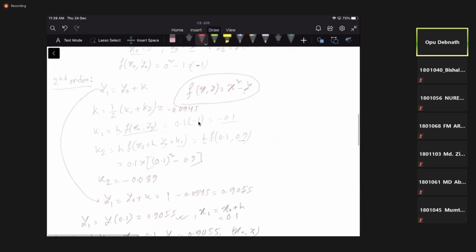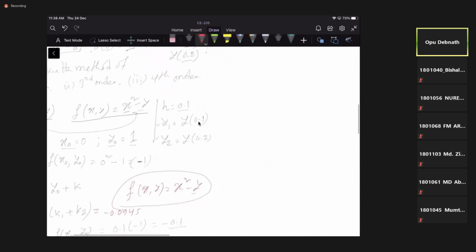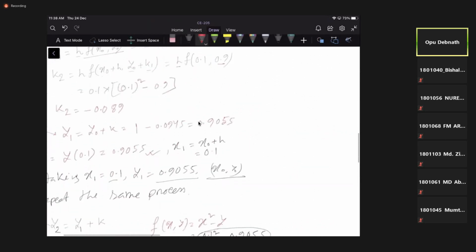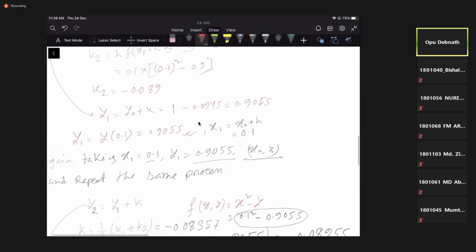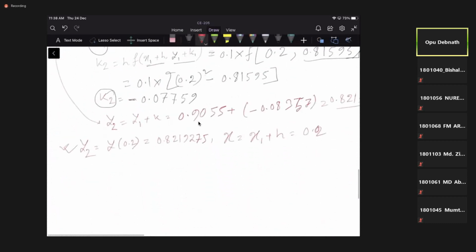So we had two targets. First is to calculate y1 at x equal to 0.1 and then y2 at x equal to 0.2. After the first trial, we get the value of y1 at x equal to 0.1 and then for x equal to 0.2. So this is the numerical example for the Runge Kutta method of second order, and the other two methods, the third order and fourth order Runge Kutta methods, are for the same problem.